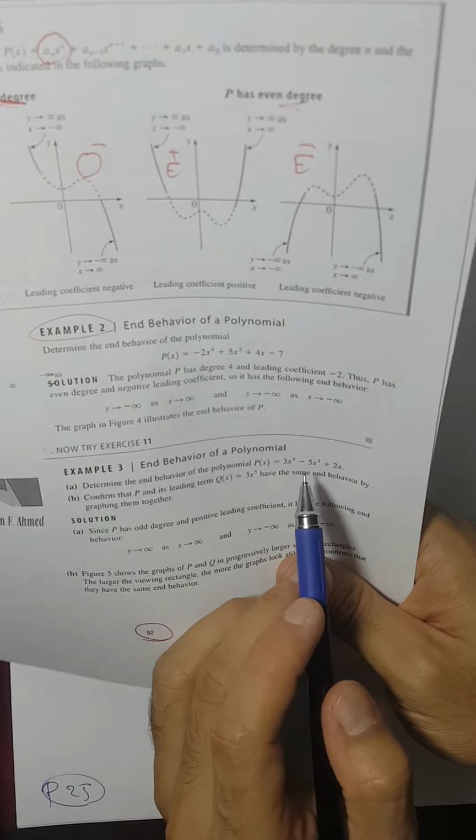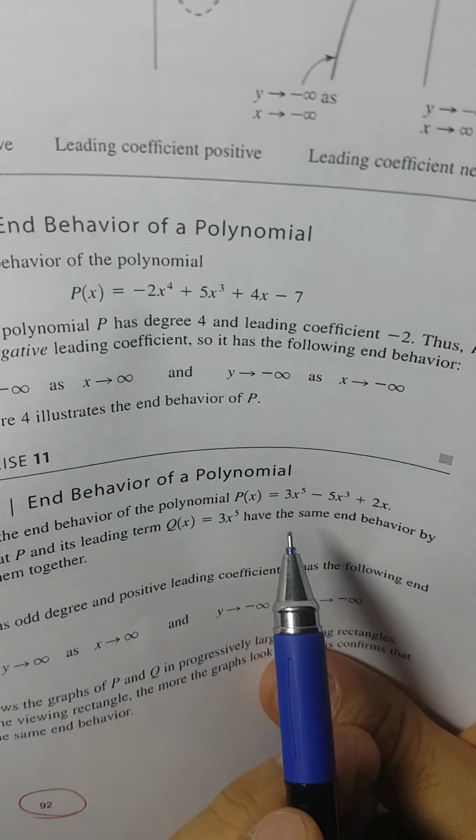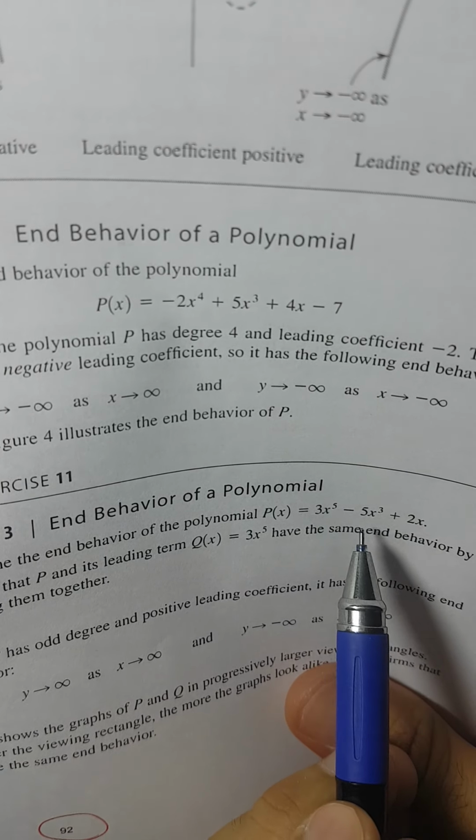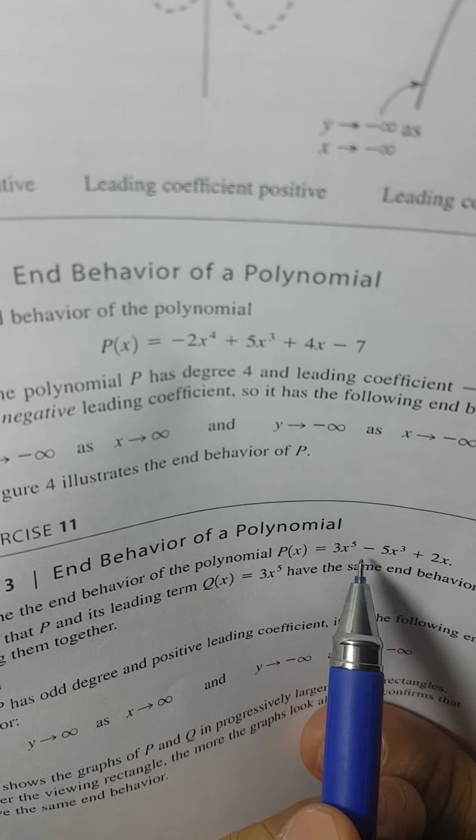Okay, we are going to example 3. Tell me about this example. You should say we have what? We have x cubed, 3x to the power 5 minus 5x to the power 3 minus 2. So tell me, where's the leading coefficient?